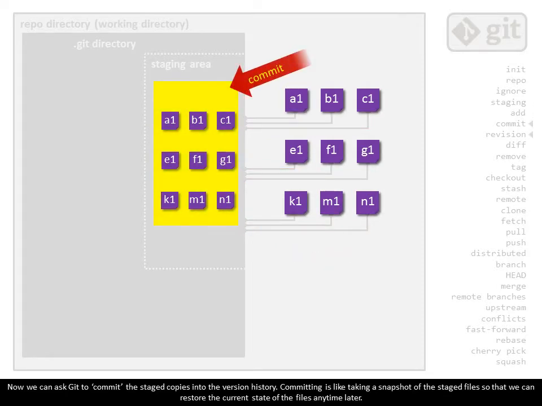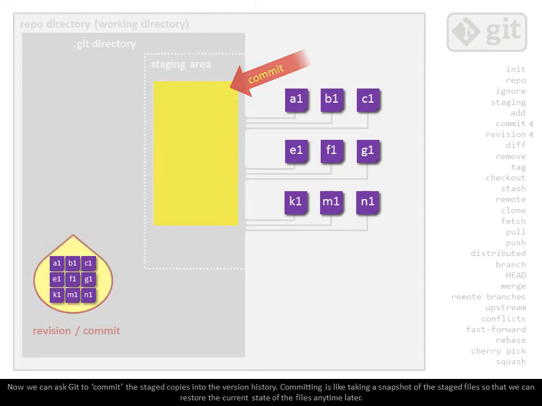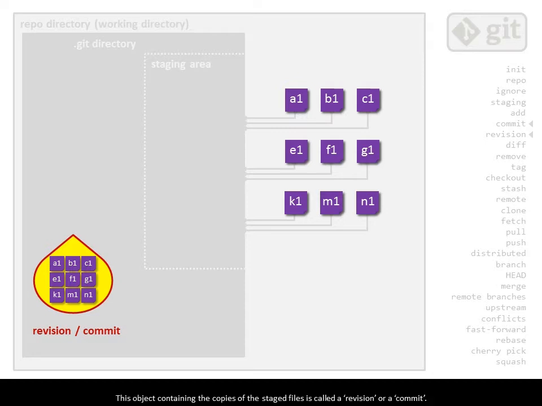Now we can ask Git to commit the staged copies into the version history. Committing is like taking a snapshot of the staged files so that we can restore the current state of the files anytime later. This object containing the copies of the staged files is called a revision or a commit.